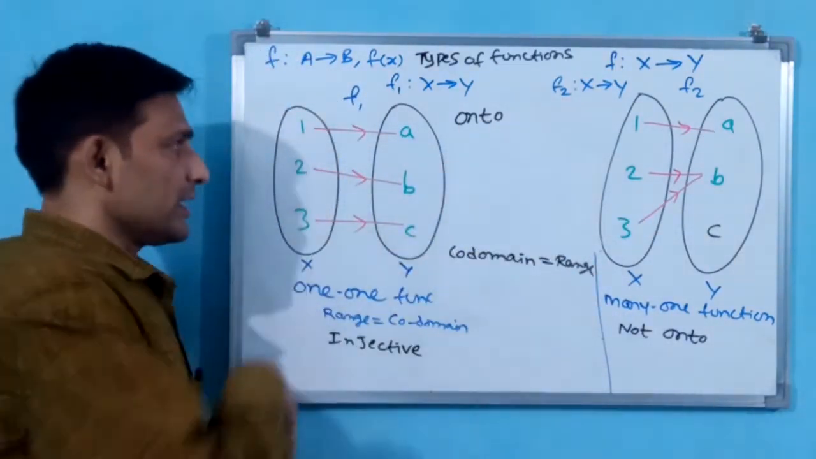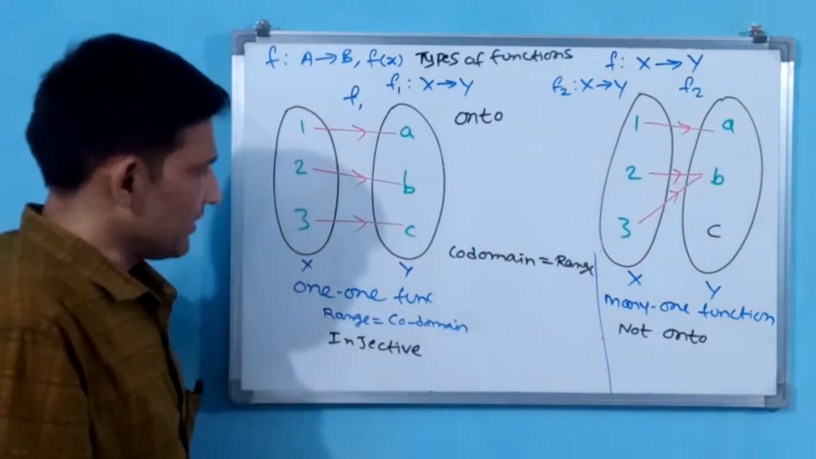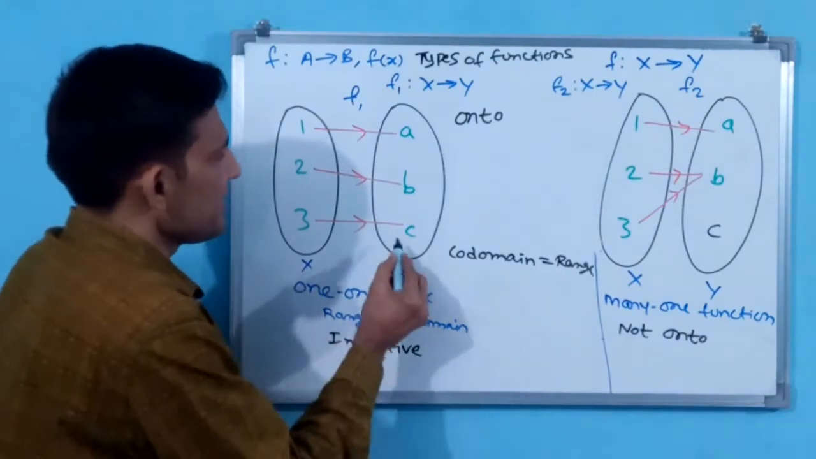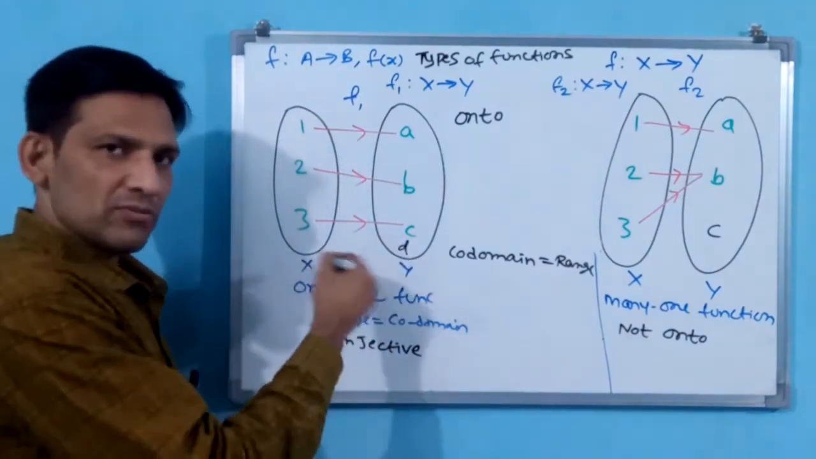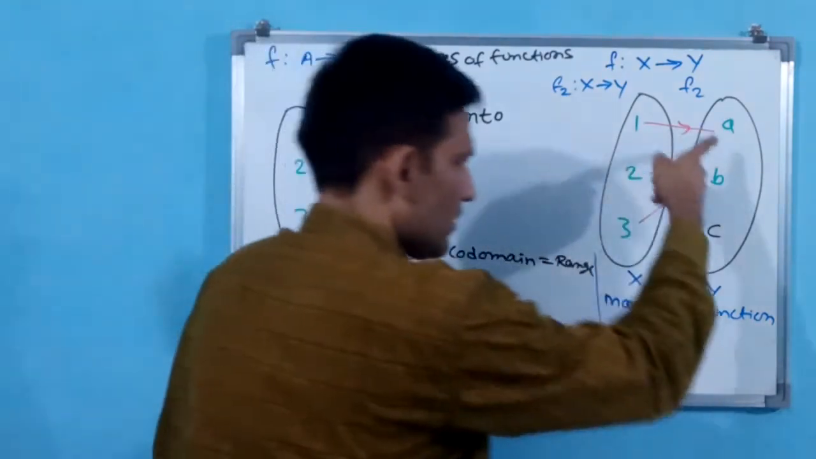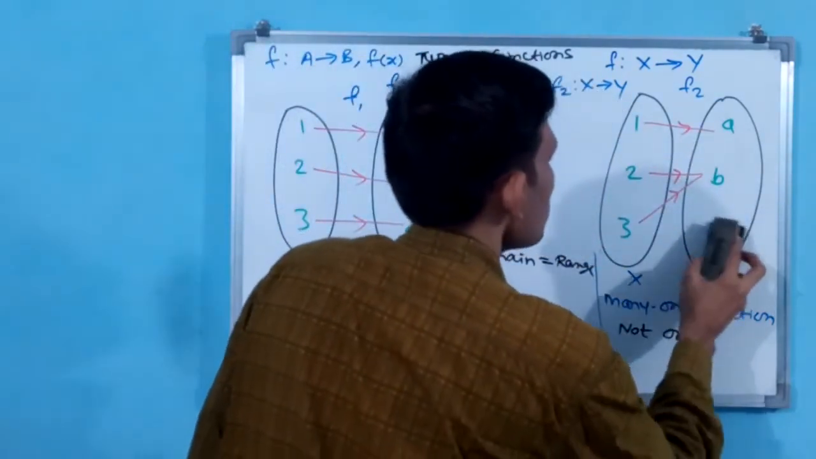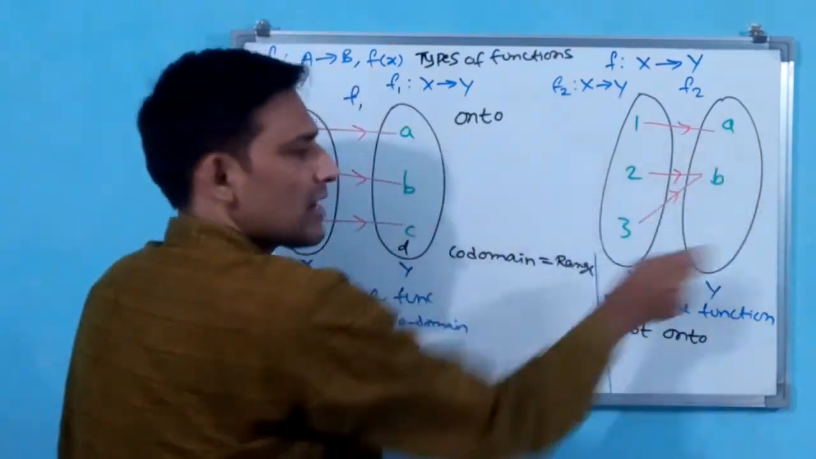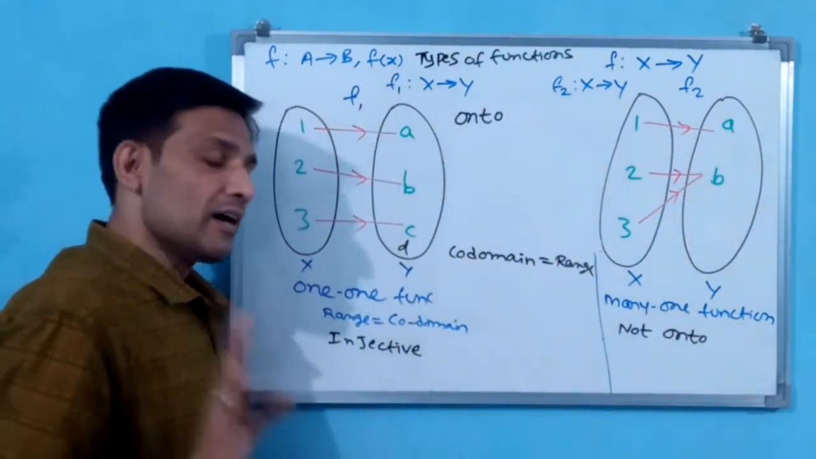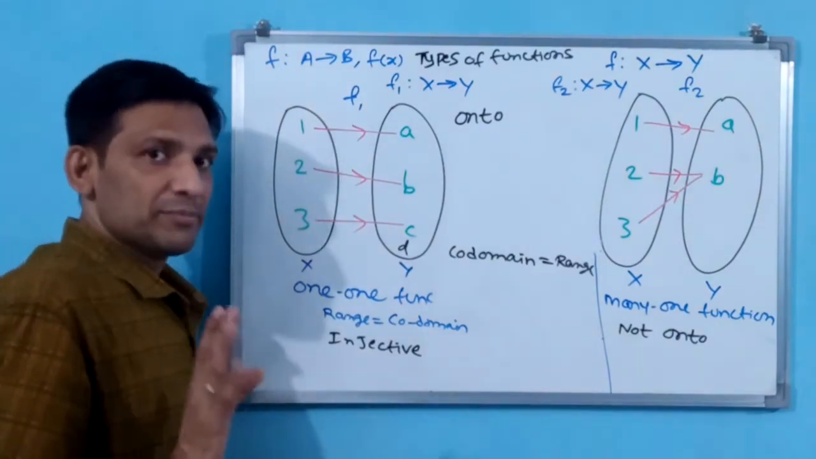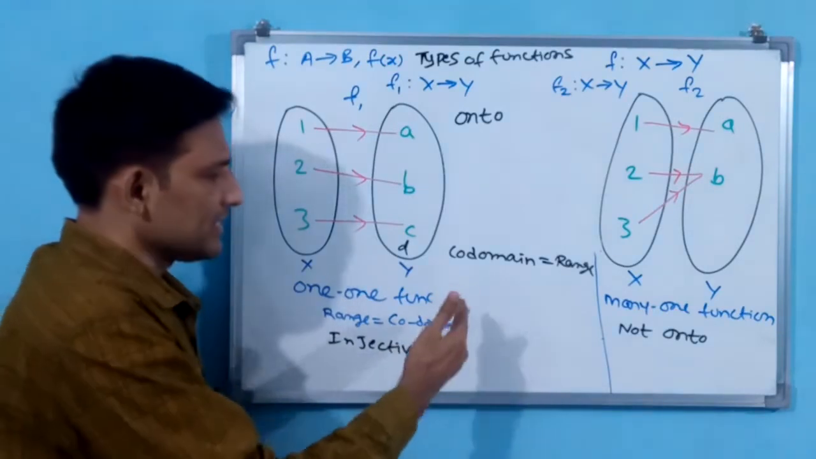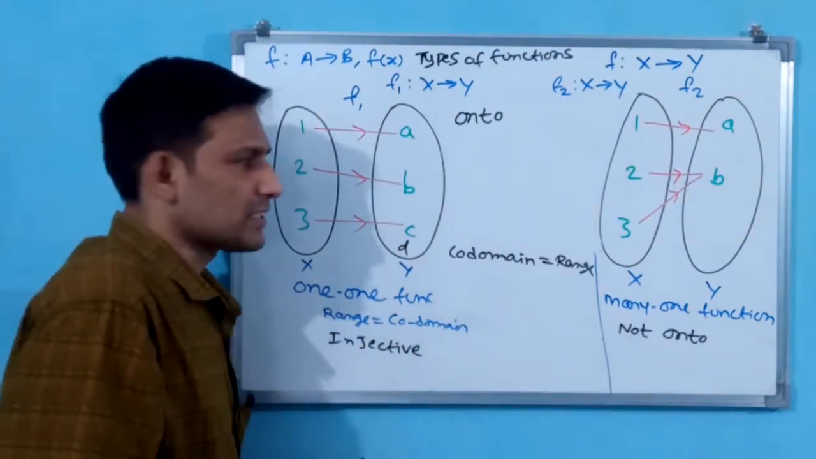See, let me make something. Now we said this is onto. If I write D here, this also becomes not onto. One one but not onto. Here I am removing this. Now it has become onto. Many one but onto. You understand? This is the concept you have to know.